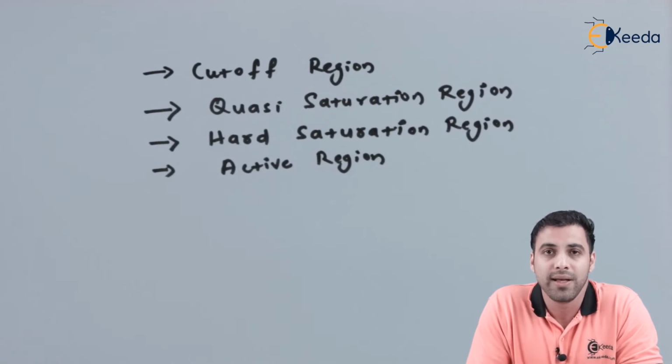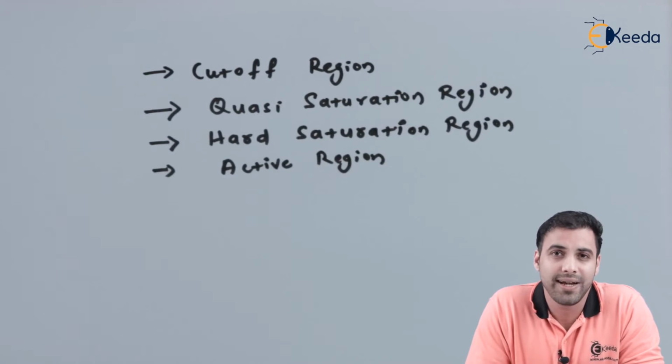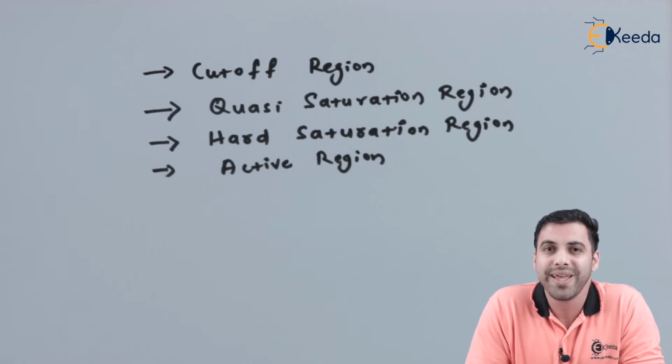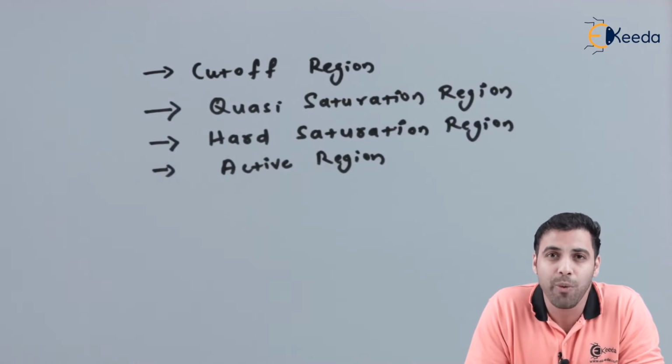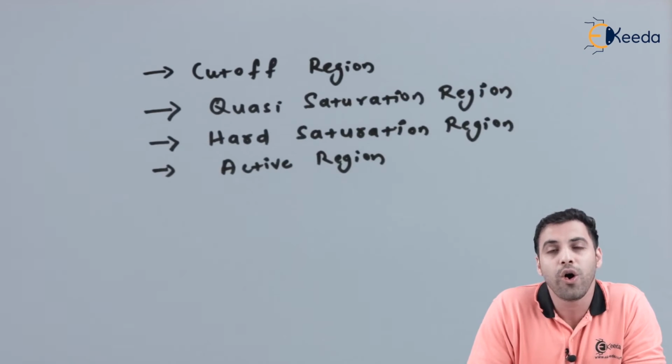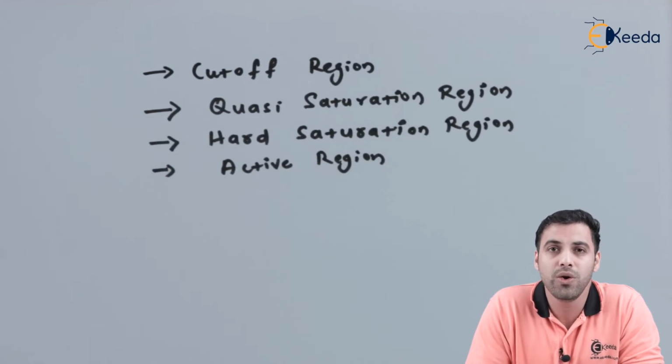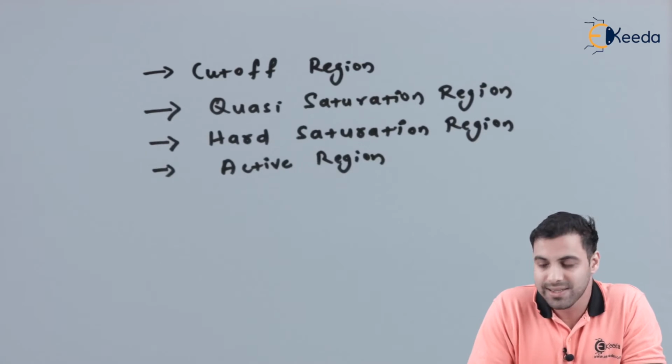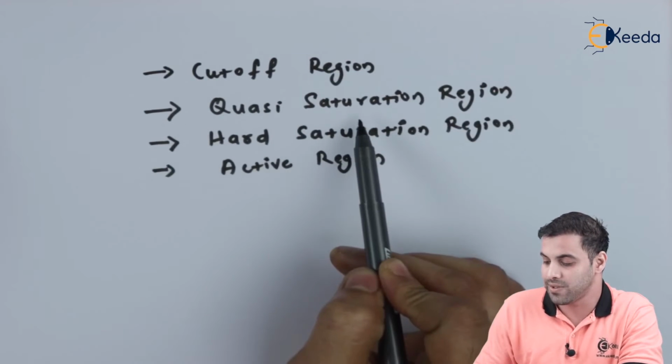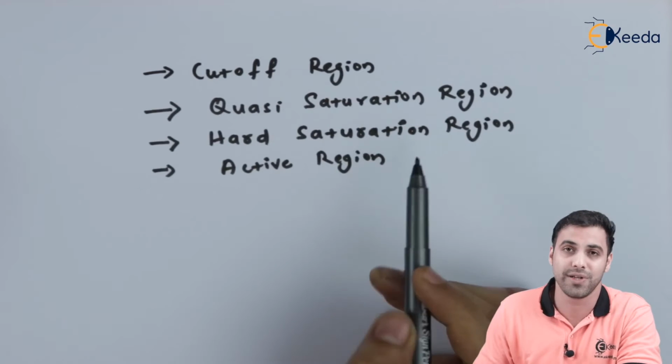Remember one thing, friends, power transistors are designed in such a way that they are widely operated either in the cutoff region or in the saturation region. We all know saturation region is the region where an extreme amount of current flows, or the current flow is the maximum, and the cutoff region is where there is no flow of electric current in the circuit. Now let's discuss the cutoff, quasi saturation, hard saturation, and active regions.